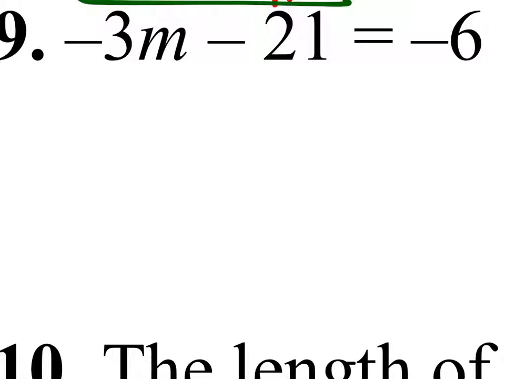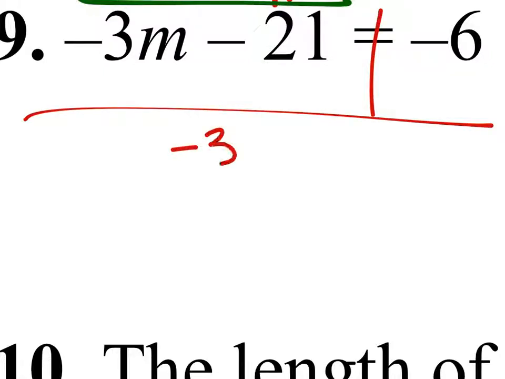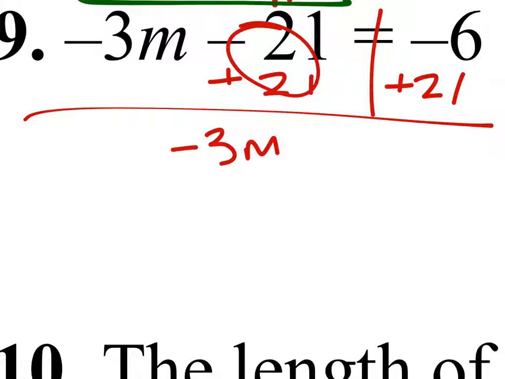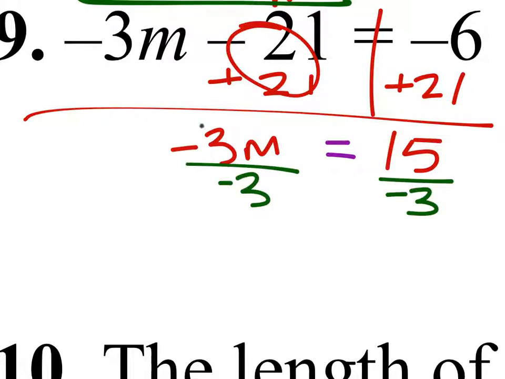All right, number 9. We're going to get that negative 3m by itself. So we've got to get rid of that minus 21 by adding 21 to both sides. So that becomes a 0. Negative 3m equals 15. To solve for m, we're going to divide both sides by negative 3, creating a 1m. So we've got just m equals negative 5.